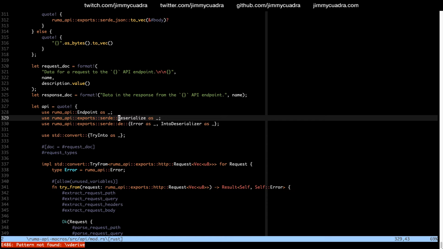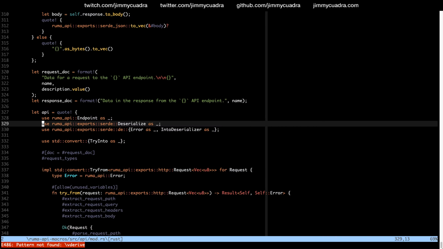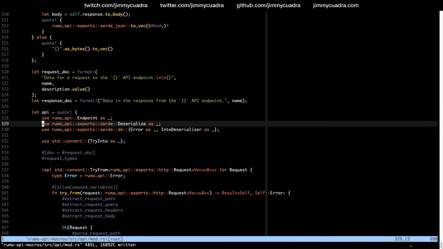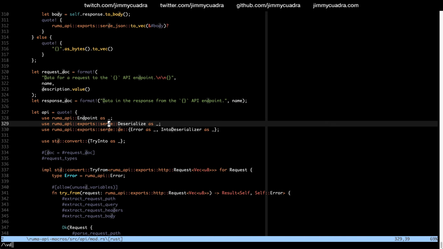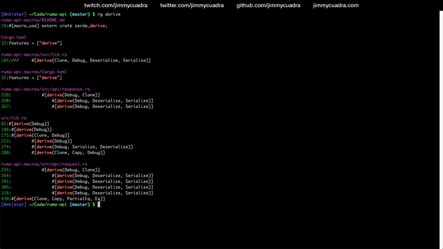So if we go down to, where's derive? How does derive not appear here? That's weird. Why is it expecting... What in the hell? I'm not even using the derive macros here. Derive doesn't appear in this file at all. Hold on a second. Oh, I am using it. It's in lib.